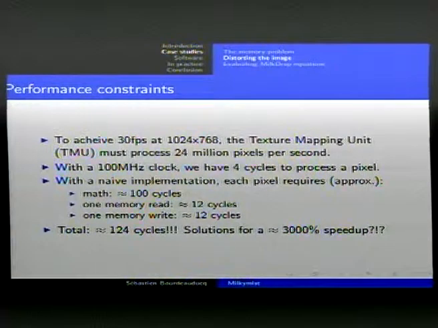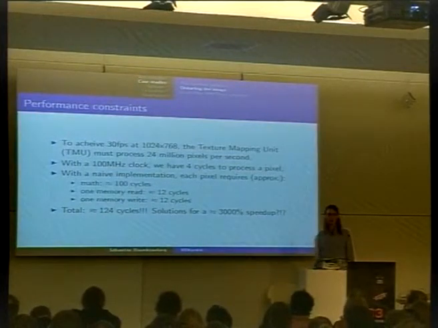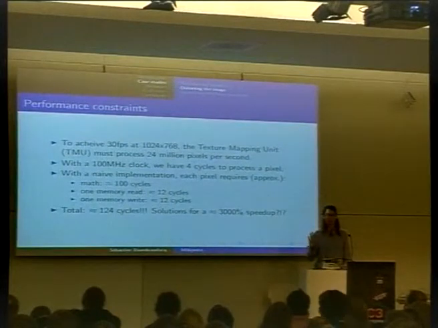Now this sounds quite easy. I mean, you can just do it with some software. But the problem here is performance. If you want to achieve 30 frames per second at XGA resolution, the texture mapping unit must process 24 million pixels per second. Which means that if your system on chip is running with a 100 megahertz clock, you have only 4 clock cycles to process 1 pixel.